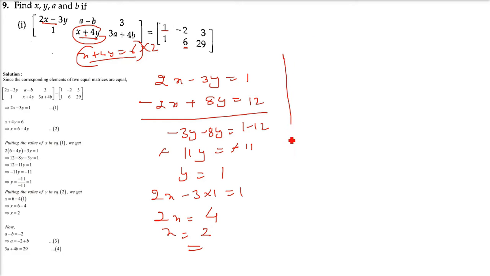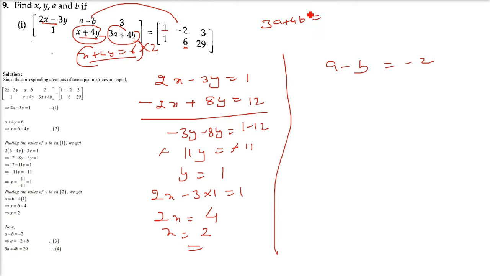Now coming to the values of a and b. A minus b, just equated. A minus b is equal to minus 2, and 3a plus 4b is equal to 29. Now since negative b is there, just multiply this whole equation, a minus b equals minus 2, by 4. So multiplying it by 4, we get 4a minus 4b equals minus 8.